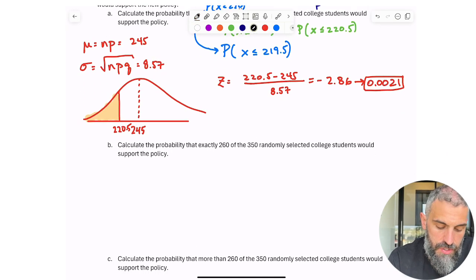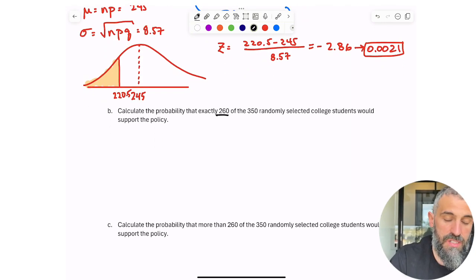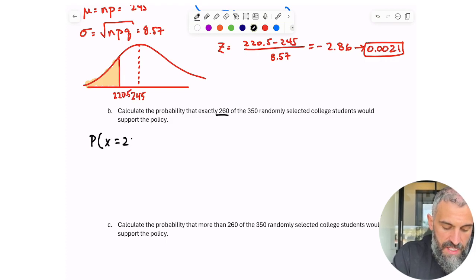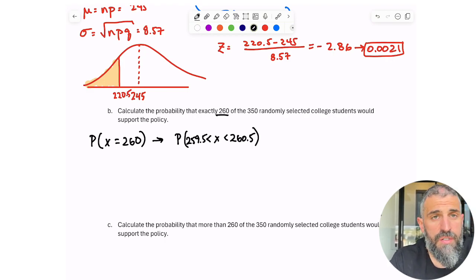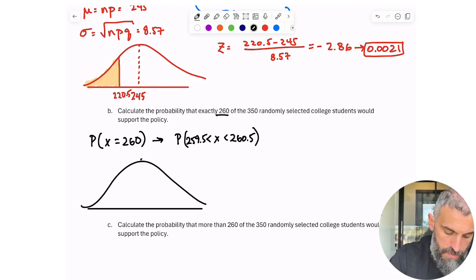Let's do another one just to be sure. Calculate the probability of exactly 260. Okay, what is exactly 260? Exactly 260, we said before, is everything that is between 259.5 and 260.5. And that's how we're going to solve it. You've got your bell curve with a mean of 245, and I'm saying, tell me the area between 259.5 and 260.5, which corresponds to the value 260.